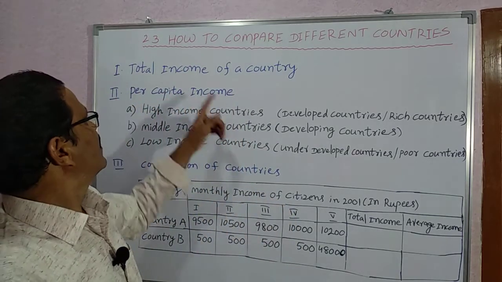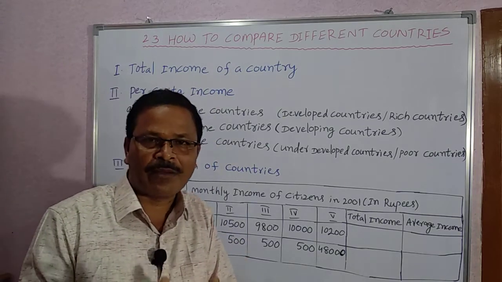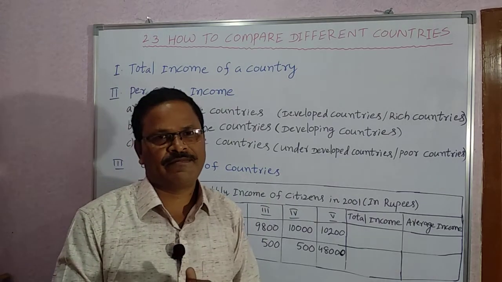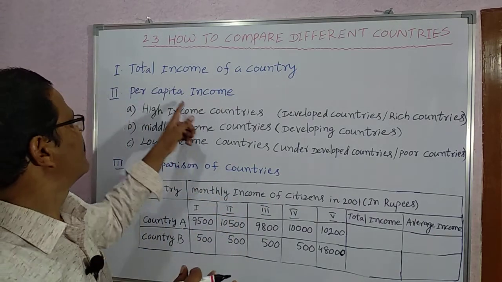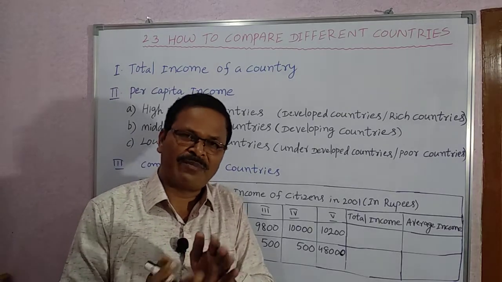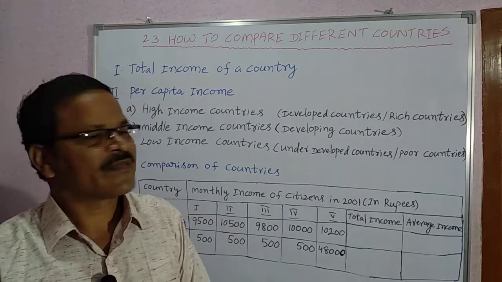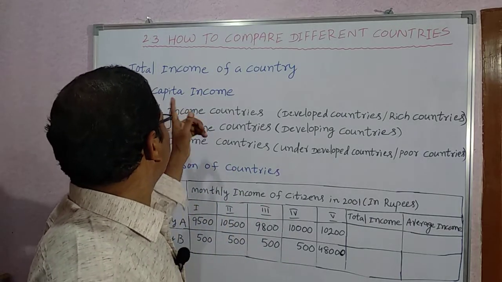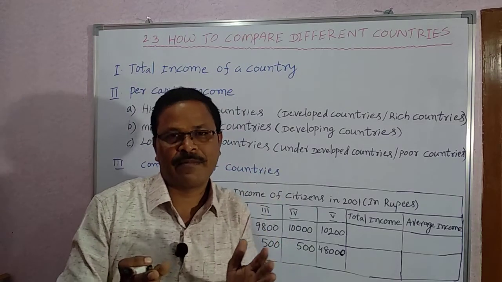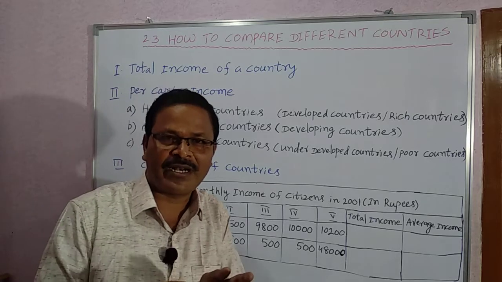First we take total income of the country as a criterion to compare countries. It has some limitations. So we take the second one, per capita income. It has also some limitations. What is that limitation? Per capita income is useful to compare countries, but it hides the disparities among the people, inequalities among the people.